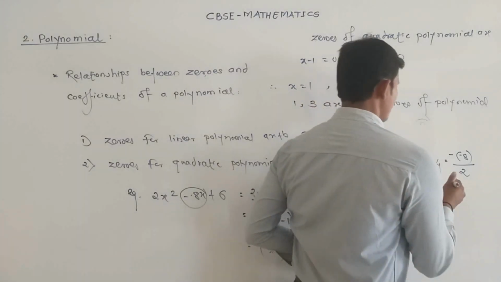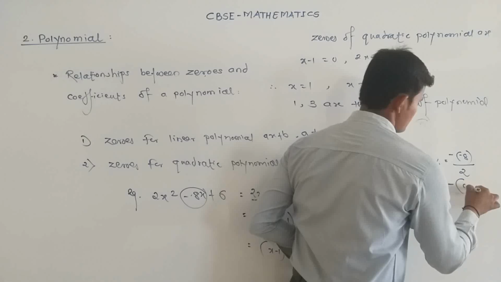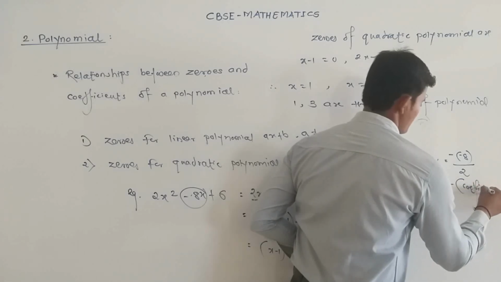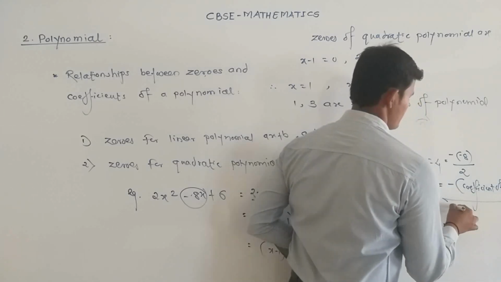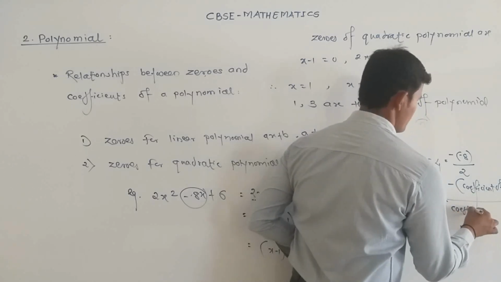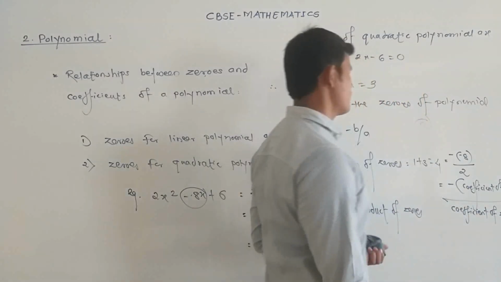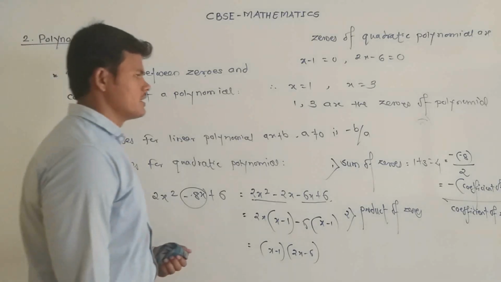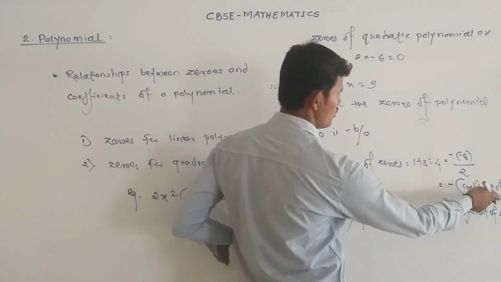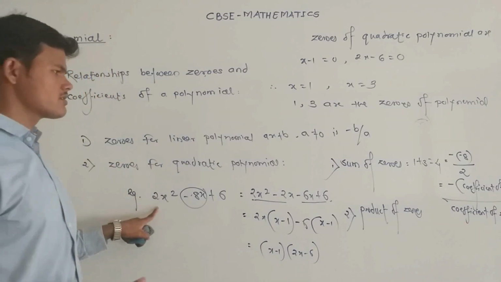So from the sum of zeros we get the relation as minus of the coefficient of x divided by the coefficient of x square. This is our first relationship, that is, the sum of zeros is nothing but minus of the coefficient of x divided by the coefficient of x square.